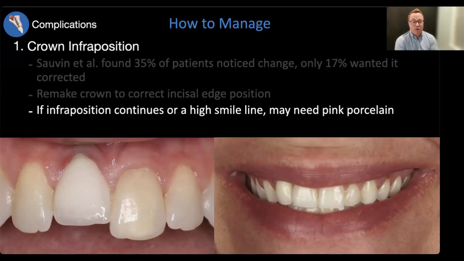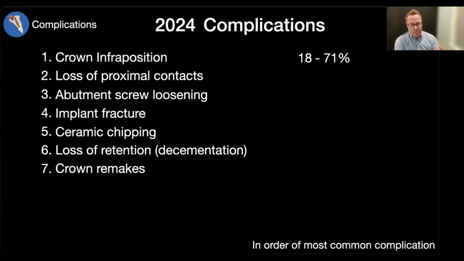And at that point, you just hope that there's a lower smile line, because if they smile really high, it's not easy to blend this with the natural teeth around it. So that's the first complication or example here that we have, 18 to 71%.